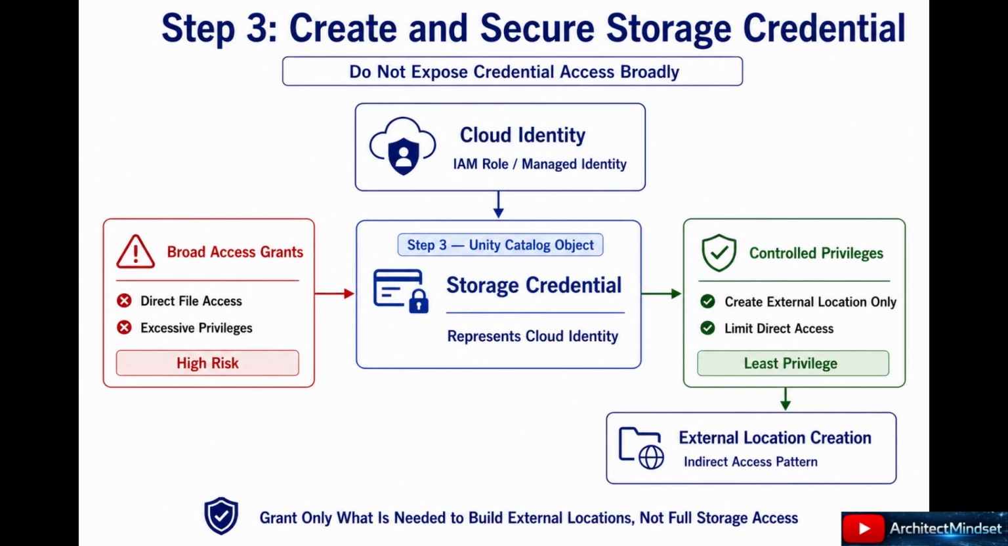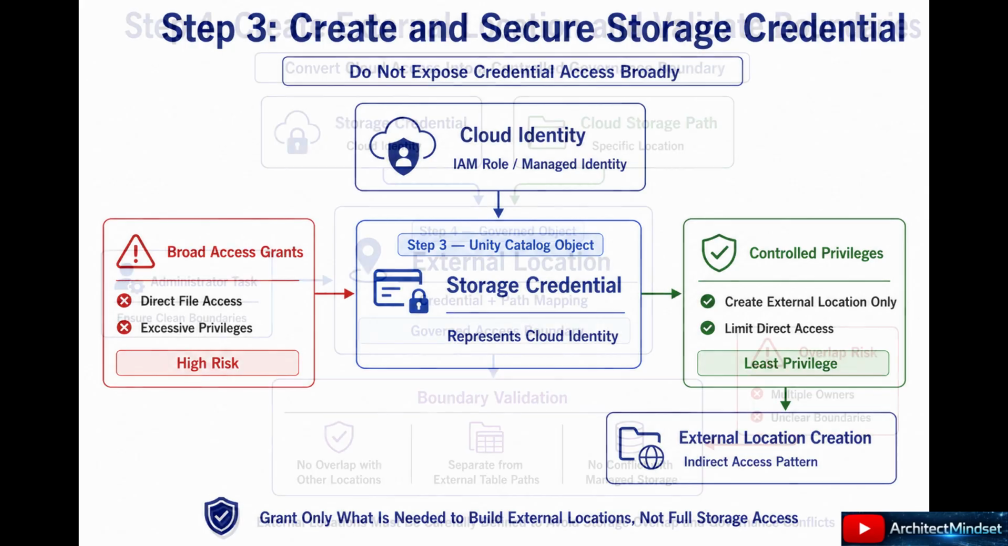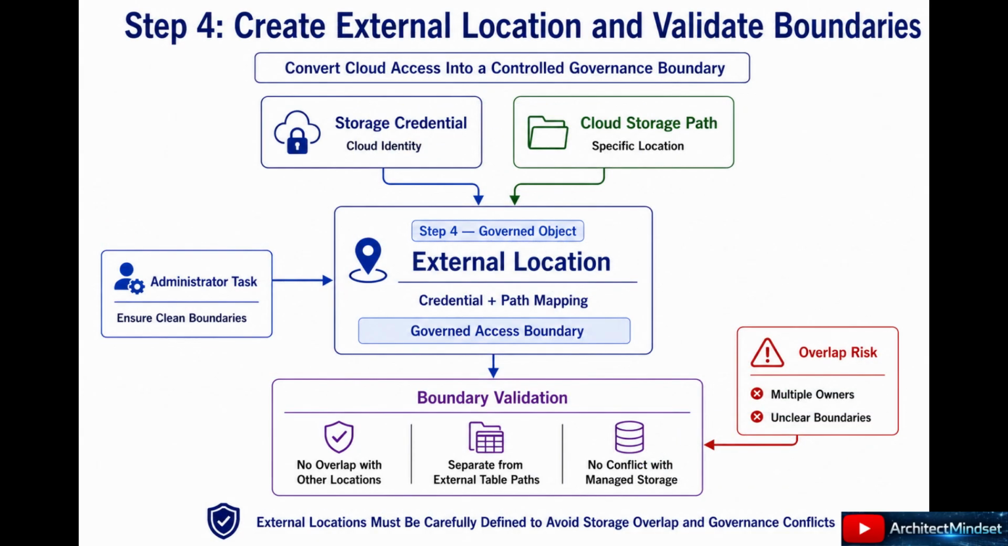Third, create the storage credential in Unity Catalog. At this stage, admins should be very cautious about who receives privileges on the credential. A common recommendation is to grant only the ability needed to create external locations, rather than exposing broader file access directly through a credential. Fourth, create the external location by pairing the storage credential with the specific cloud storage path.